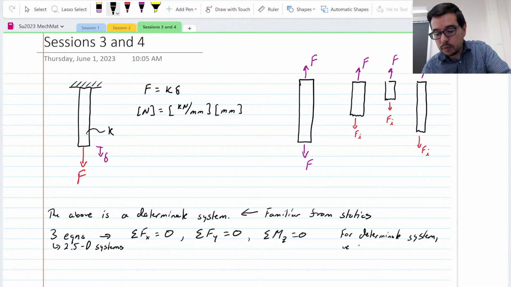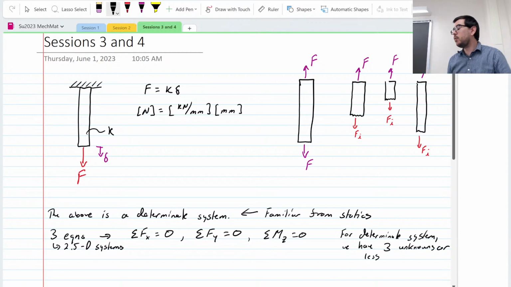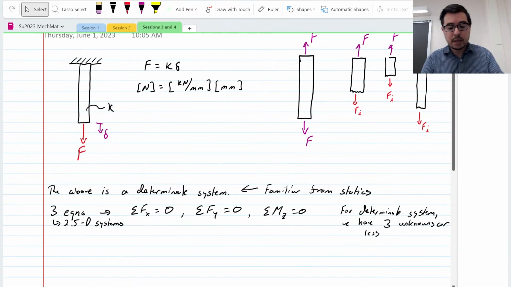So for a determinate system, we have 3 unknowns or less. If it's a beam bending problem, often we just ignore the axial one. Normally we think of the axial one as the x direction, so we just ignore that. That's a toss out because it's just 0 in that direction. But in the y direction, we have shear force internally in the beam, and then we also have the balance of the moments for these determinate systems.